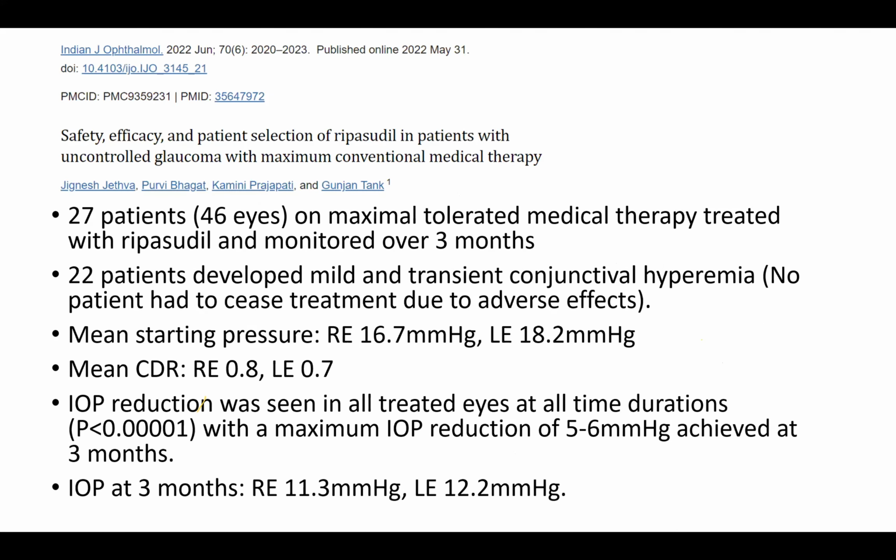In terms of use in patients on multiple glaucoma medications, this was the only paper that I could find that looked at the use of ripasudil in patients on maximal medical therapy and uncontrolled IOP. And this was just published in June this year. It's a small study. There were 27 patients in this study, so 46 eyes, and they were on maximal tolerated medical therapy. And this meant different things, but I'll go through that in a minute. But they were treated with ripasudil and monitored over 3 months.